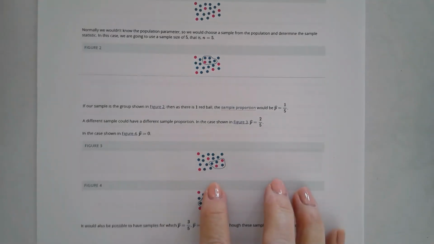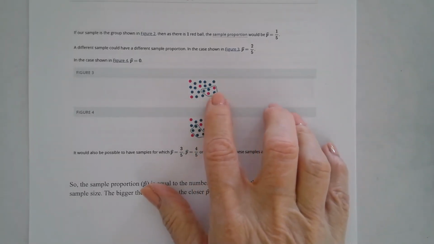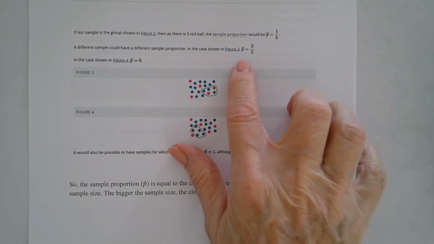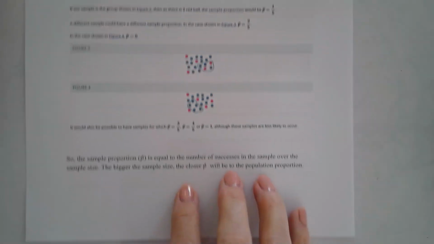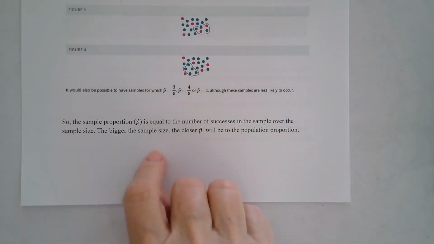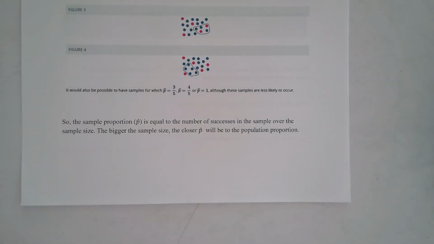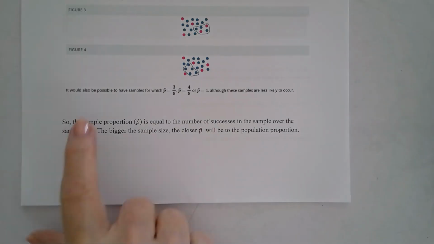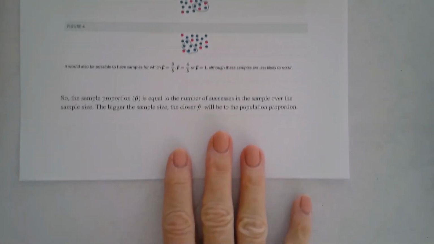A different sample could have a different sample proportion. So in figure 3, for instance, we pick this one, and it's 2 out of 5, p hat. So this p hat can change depending on where I take my sample or how many samples I take. It's a variable thing. In figure 4, it's 0. It could be 1. I could pick all the red balls. So these samples show what p hat is and how it changes.